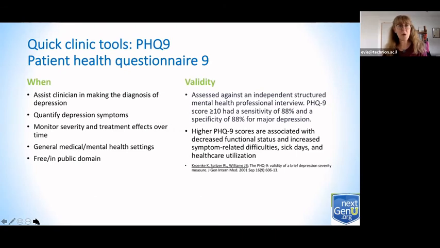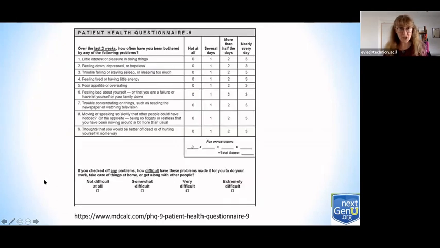The other tool that's used in a very similar way is called PHQ-9, the Patient Health Questionnaire 9. And again, it's very helpful to assist a clinician in making the diagnosis of depression, of course, along with a full history and clinical assessment. It can quantify depression symptoms and again, really help to monitor severity and treatment effects over time, which both the patient and the healthcare worker can find terribly useful to see whether the scores are going up or down. Again, can be used in GP or general medical outpatient settings. And again, it's free and it's in the public domain, again, with good validity. And the higher PHQ-9 scores are associated with decreased function and increased symptom-related difficulties, plus increased days off sick and use of healthcare requirements.